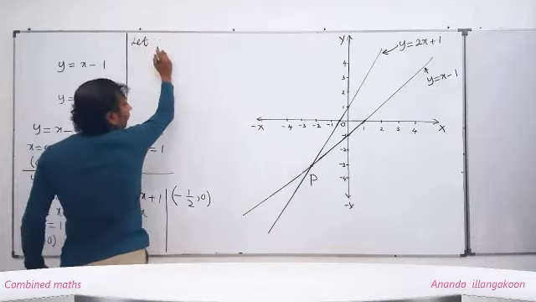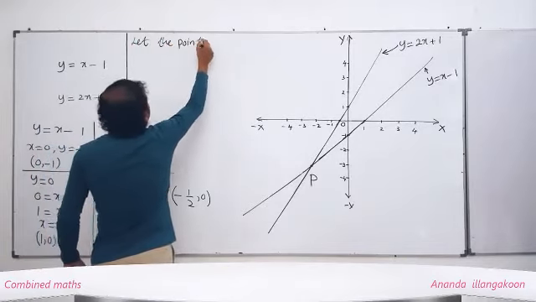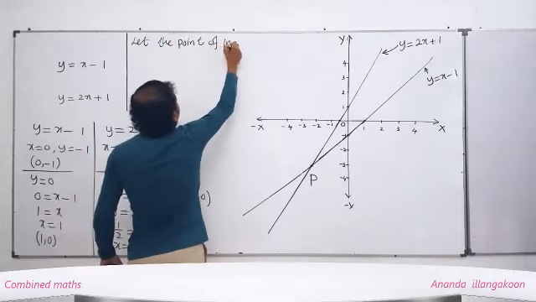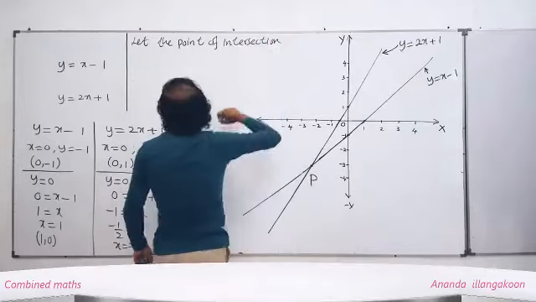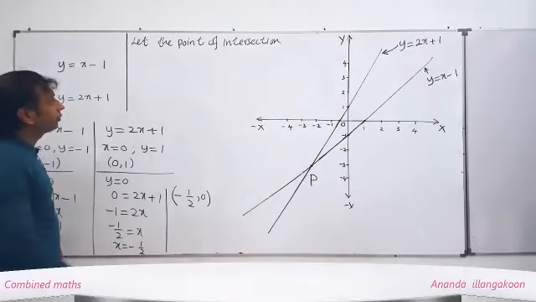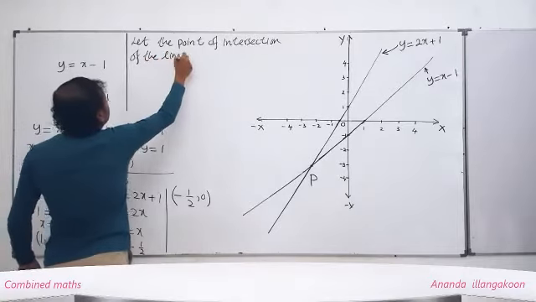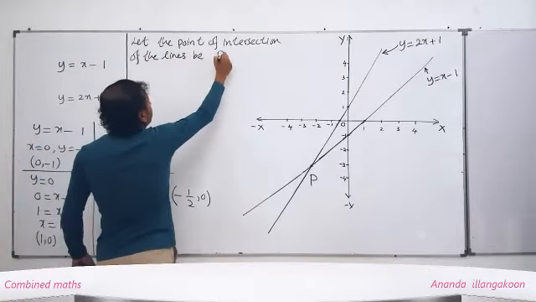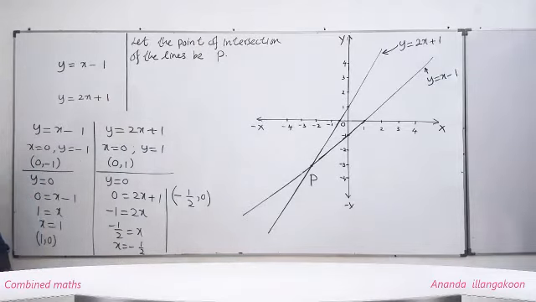Let the point of intersection of the lines be P.